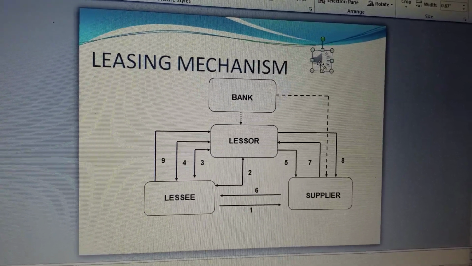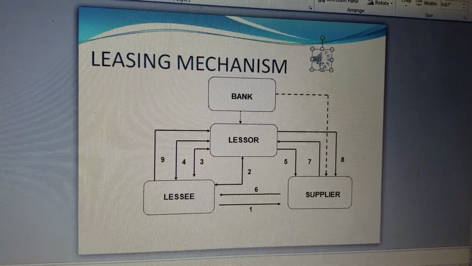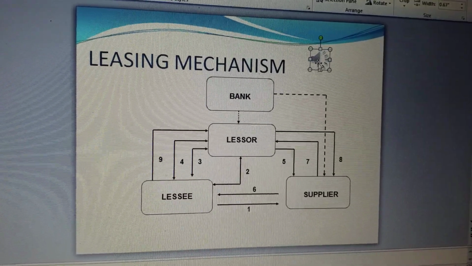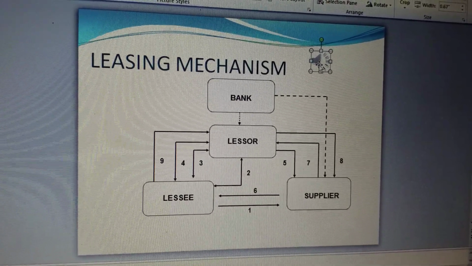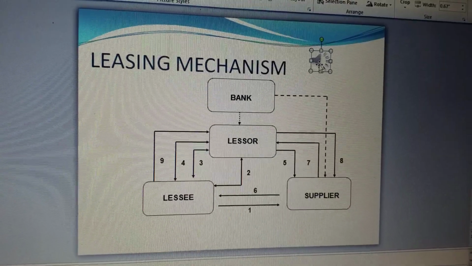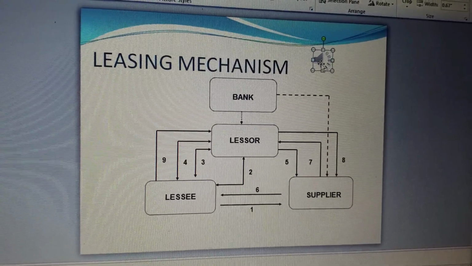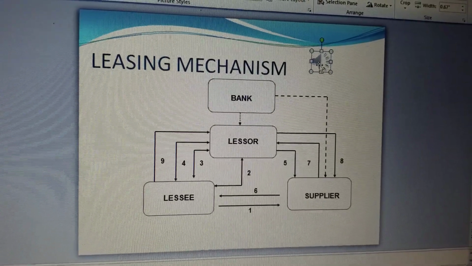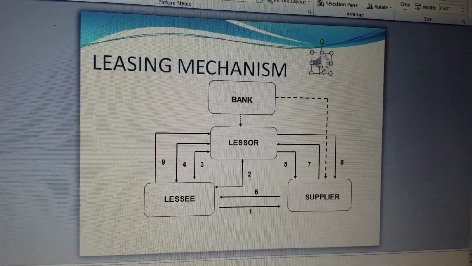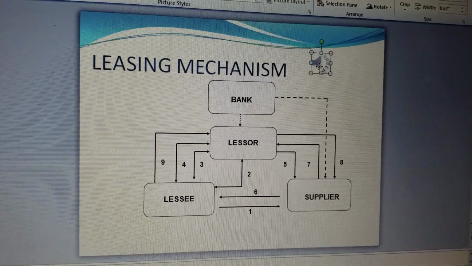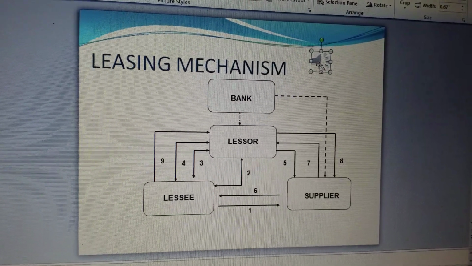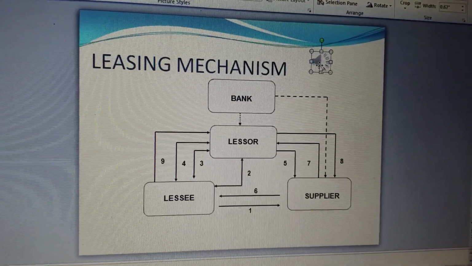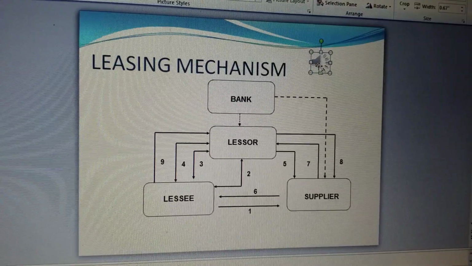So who is the owner of the machine? The lessor. So the lessor owns the machine. This is process number 5. The lessor pays for the machine, so they become the owner of the machine. And after the lessor makes confirmation to the supplier about the machine, then the supplier delivers the object to the lessee. But remember, though the supplier delivers the object to the lessee, it's not the personal belonging of the lessee. It belongs to the lessor.